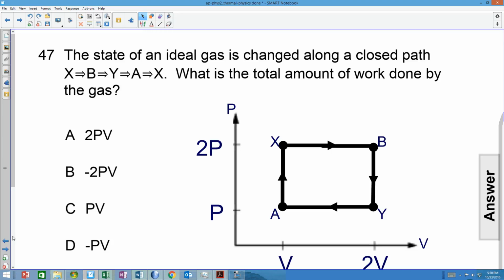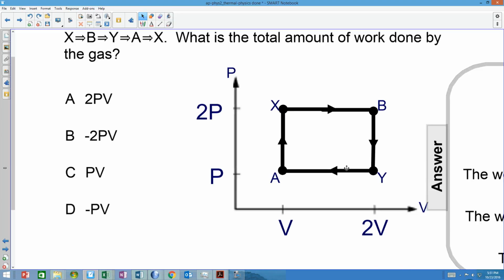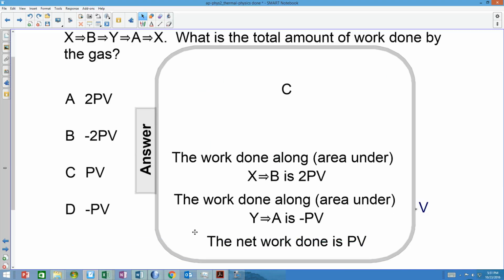The state of an ideal gas is changed along a closed path X to B to Y to A and to X again. What is the total amount of work done by the gas? Is it A, 2 PV? Is it B, negative 2 PV? Is it C, PV? Or is it D, negative PV? Pause the video now if you need to. Okay, so let's take a look at the correct answer. The correct answer is C, and here's why.